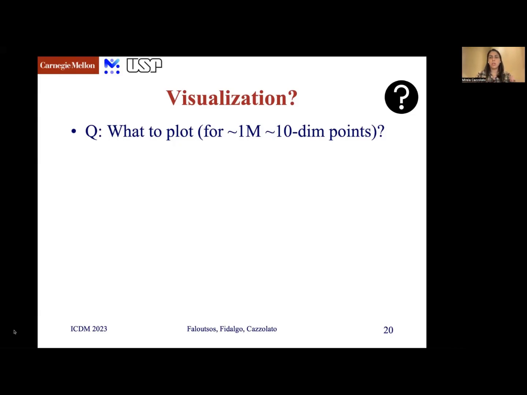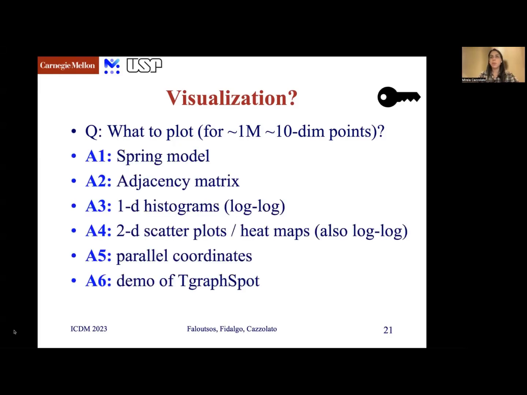So what are the options here to visualize these points? We came up with 5 main visualization tools. There are spring model, adjacency matrix, one-dimensional histograms, two-dimensional scatter plots, and also heat maps, and parallel coordinates. And we also provide a tool called TGraphSpot with all of these options for visualization.